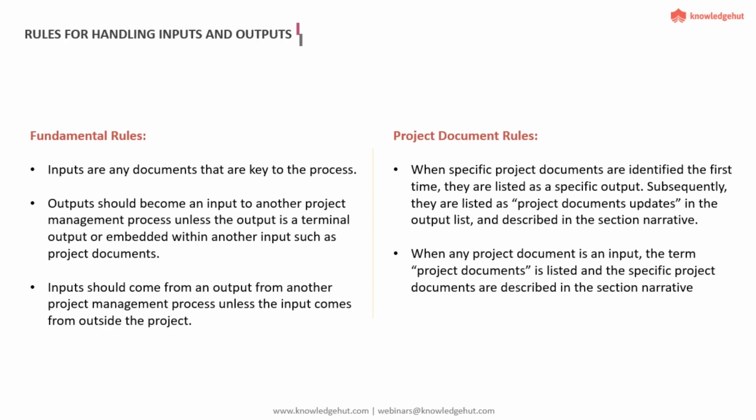So there are two kinds of inputs. For a process, an input can come from outside the project, for example, when we are initiating a new project. The very first step of initiating a new project has no previous process within the project. So in this case, some of the input documents that would come, for example, would be a business case document or maybe an agreement from the customer. These are the two major documents that would come as an input for us to initiate a new project.